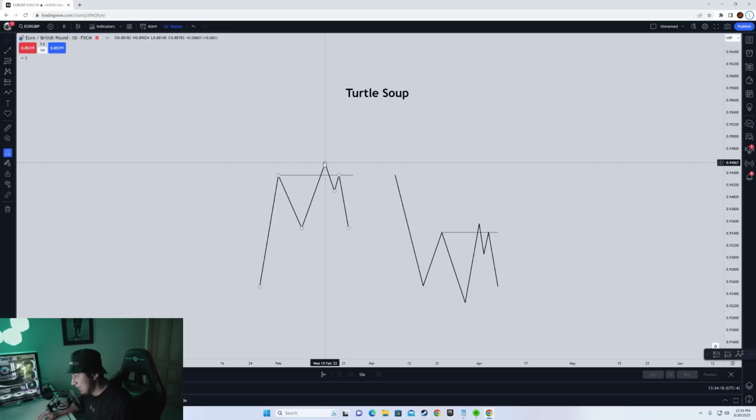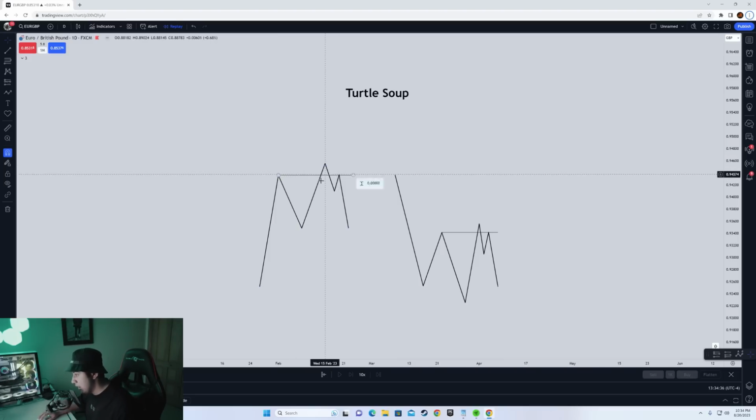Once you have price taking out the high on the daily time frame, you want to wait for price to close above this high. What it's going to do is tell a lot of people that price has now closed above the previous high, so now price is going to go up. They will consider this as a breakout.